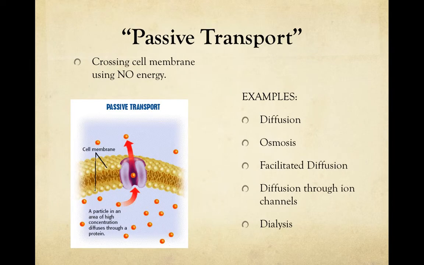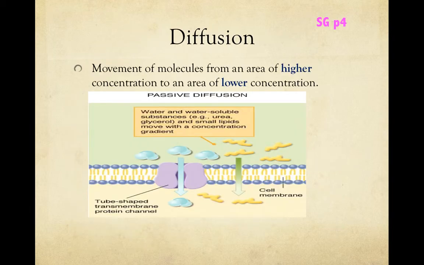One type of transport to get materials into the cell is passive transport. And there are lots of different examples: diffusion, osmosis, facilitated diffusion, diffusion through ion channels, and dialysis. We're going to look at a few of these, but we're not going to hit them all. The key thing about passive transport is that it doesn't require energy. That's why it's called passive. If you're passive, you're lethargic, you're laying there, no energy. We're not using any energy to get these molecules across, which is great for the cell because energy is not cheap. We want to save what we can.